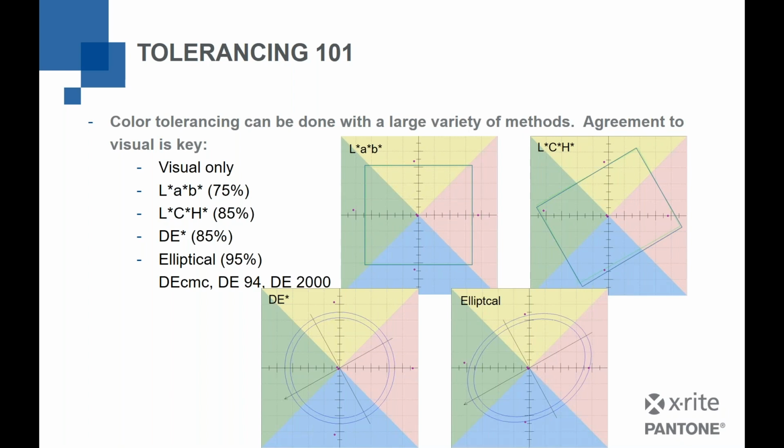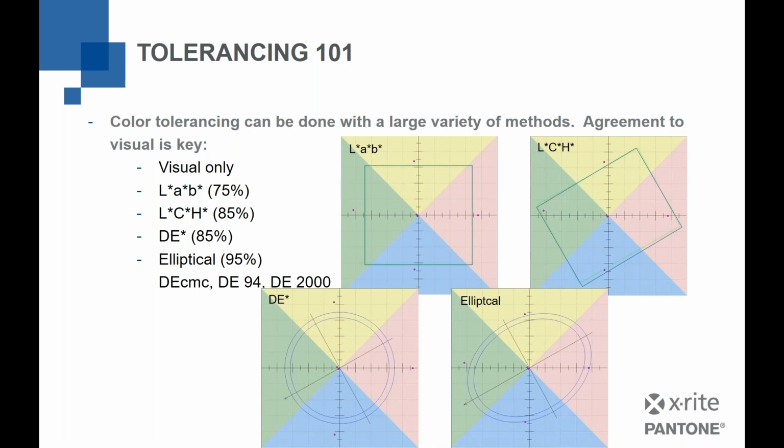Now, the percentages in parentheses behind those are an indication of some testing that was done, which says how often this tolerance, if I use it to determine pass-fail, agrees with visual pass-fail. You can see as we've progressed down the list, the elliptical tolerance is at 95%, and some of those are even tweaked to do higher percentages than that, giving the best agreement with visual perception.